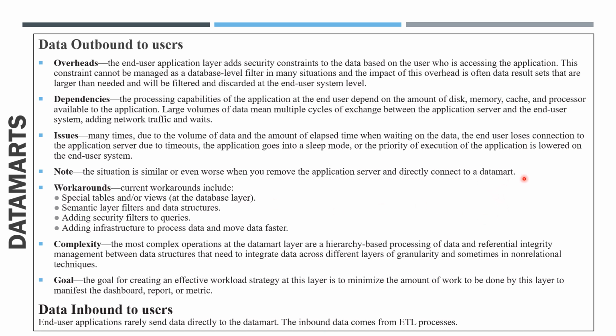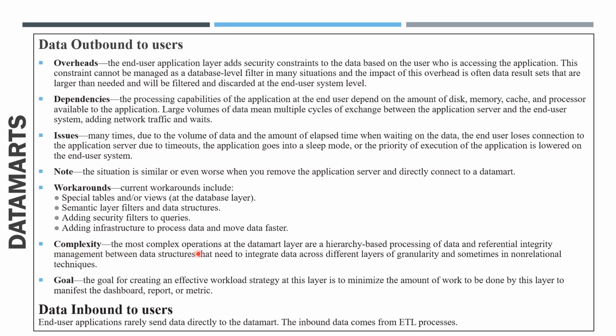Except there is no data warehouse here; we only focus on data marts. For the workarounds, the current workaround includes special tables, still the same. The security, everything, adding infrastructure to process data and move data faster. For its complexity, this is the difference between the end user and the data marts.